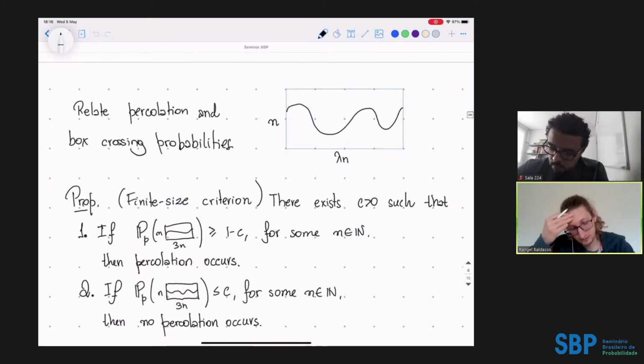And the first thing to observe is that we can relate the existence of percolation, that's the existence of an infinite connected component, with the box crossing probabilities. So what are the box crossing probabilities? It has to do with this box crossing event here on the right that says that if you have a rectangle of size lambda n by n, you have a left to right crossing here by open sites.